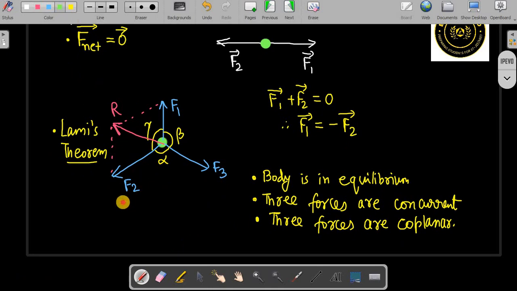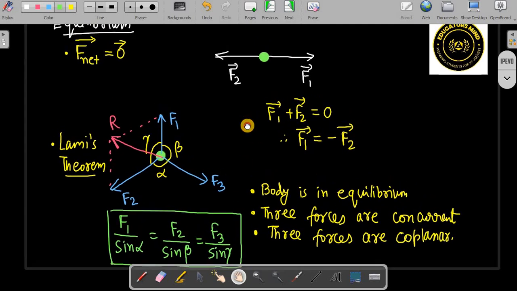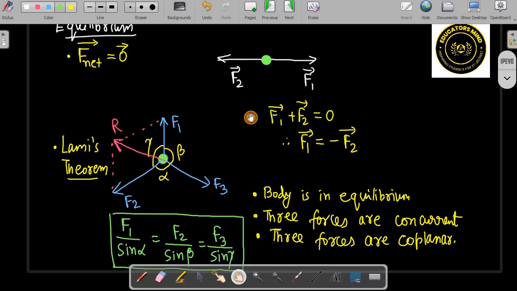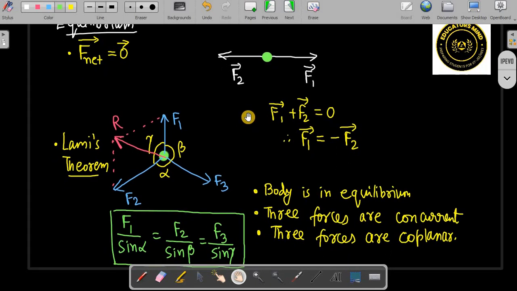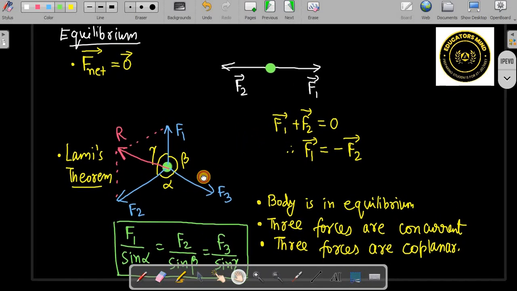If these conditions are there, then we can apply Lami's theorem: F1 by sine alpha, F2 by sine beta, is equal to F3 by sine gamma. This rule is Lami's rule or Lami's theorem. This is also called the sine rule in maths. But if there are four forces, then they may not be in the same plane. They may be in different planes and still be in equilibrium. So this is the concept of equilibrium.